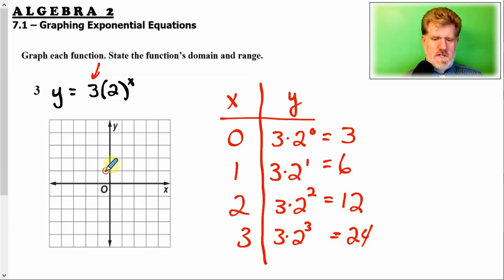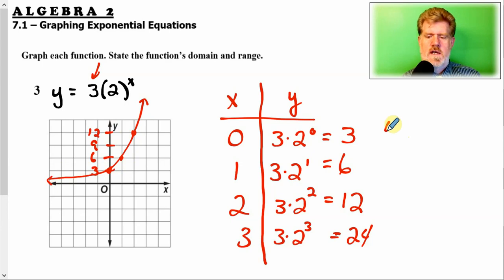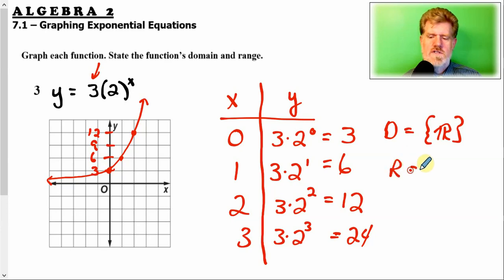All right, this is a giant scale. This is going up fast. So let's make this scale all go up by 3s. So we have 0, 3, 1, 6, 2, 12, and nothing else fits on the graph. And what does it level off at? Of course, 0. Domain is everything. Range is greater than 0.